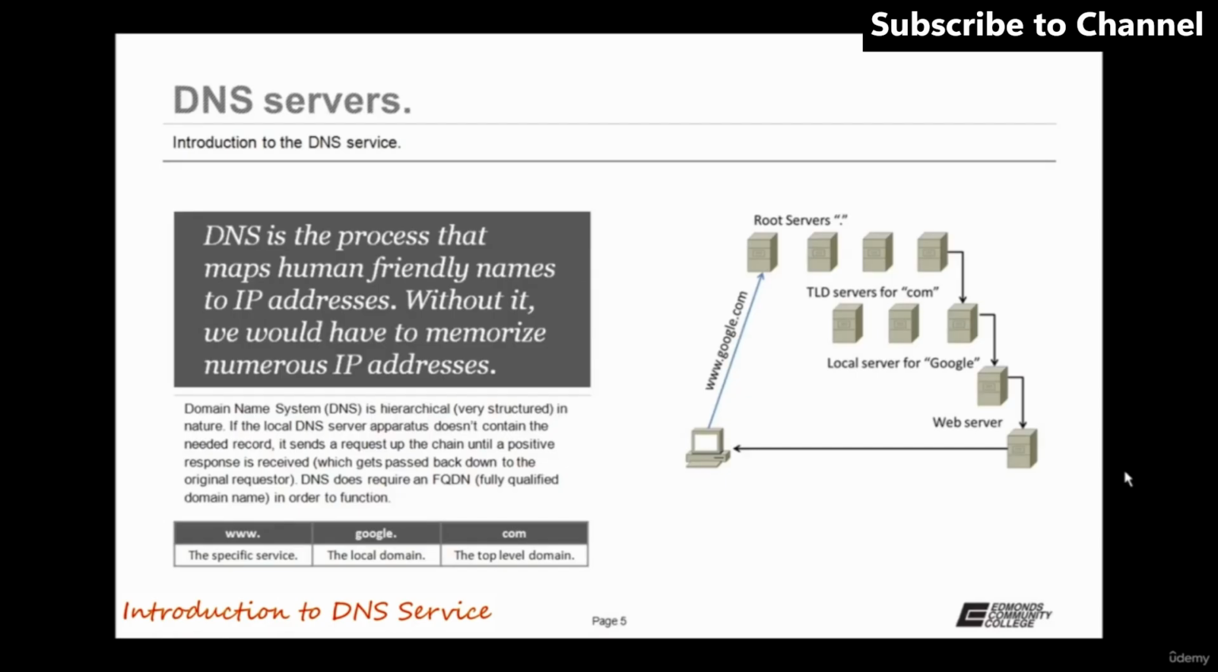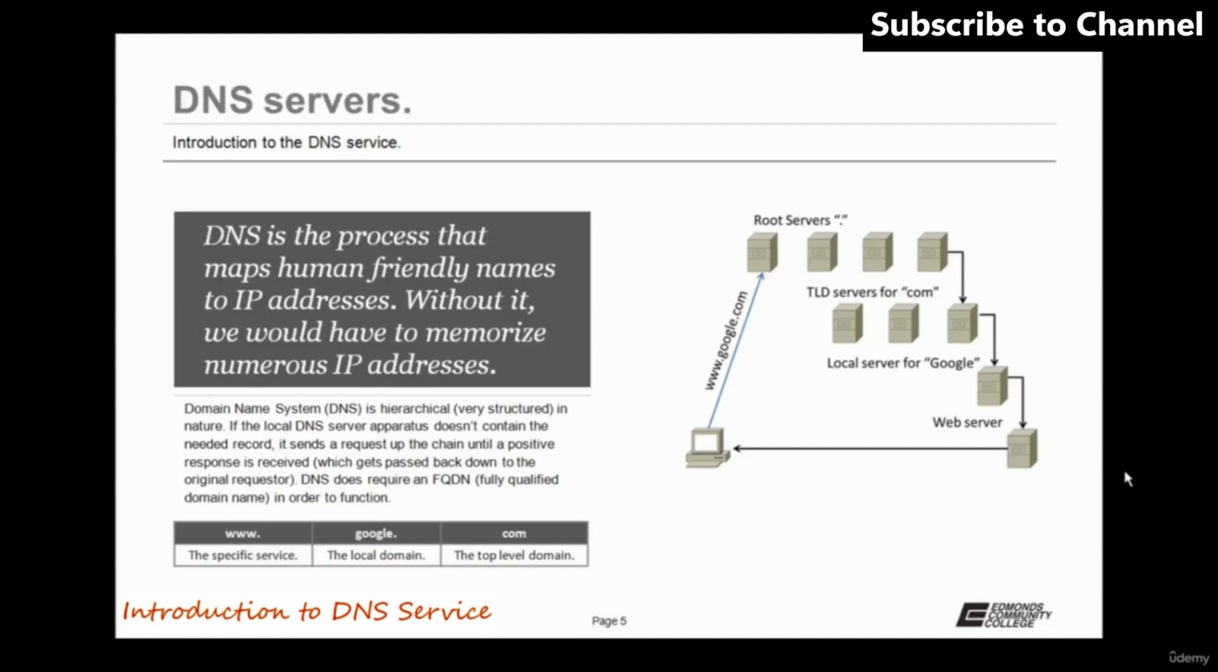If the local DNS server apparatus doesn't contain the needed record, it sends the request up the DNS chain until a positive response is received back. Now, this positive response gets passed back down to the original requester. Now, DNS does require that an FQDN, fully qualified domain name, is used in order for it to function properly.